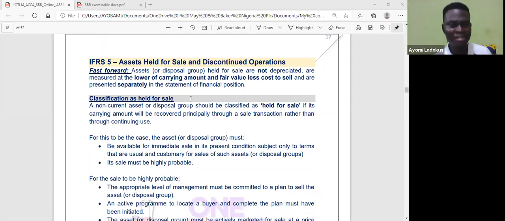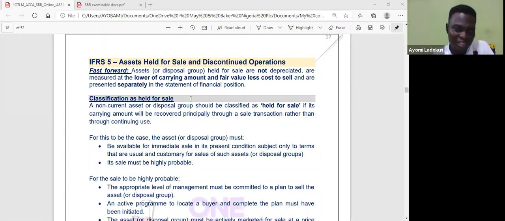Now, before an asset can be classified as held for sale, two conditions must be met. It must be available for immediate sale in its present condition. That's the asset. And the sale must be highly probable. Let me run it through, then I'll come back and explain. So I said two conditions. But don't forget that classifying an asset as held for sale simply means that the carrying amount of that asset can be recovered through sale rather than continued use. For example, the carrying amount is 500,000, and I feel that if I continue to use this asset, I will not generate more than 200 or 300,000. But if I sell it now, I can recover the amount. So I can decide to classify it as held for sale.